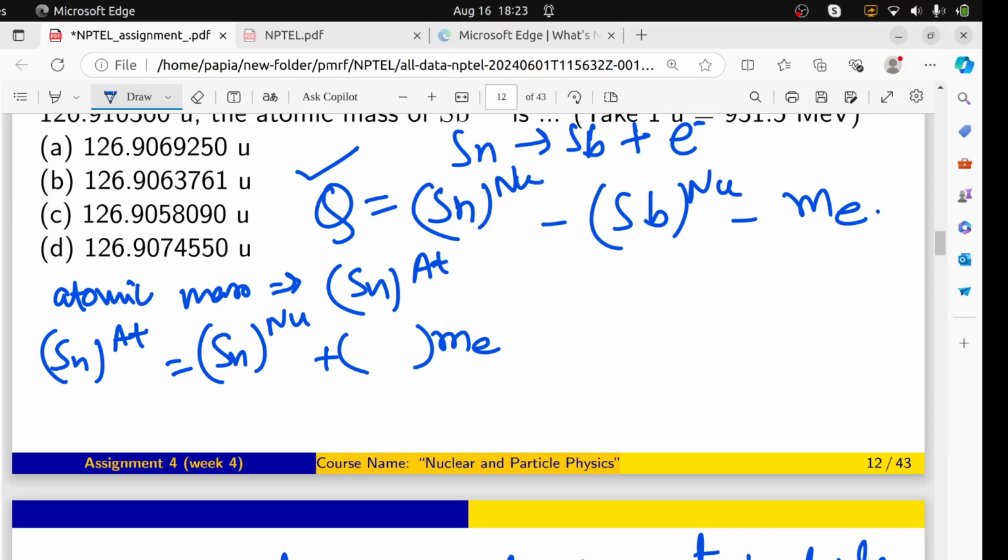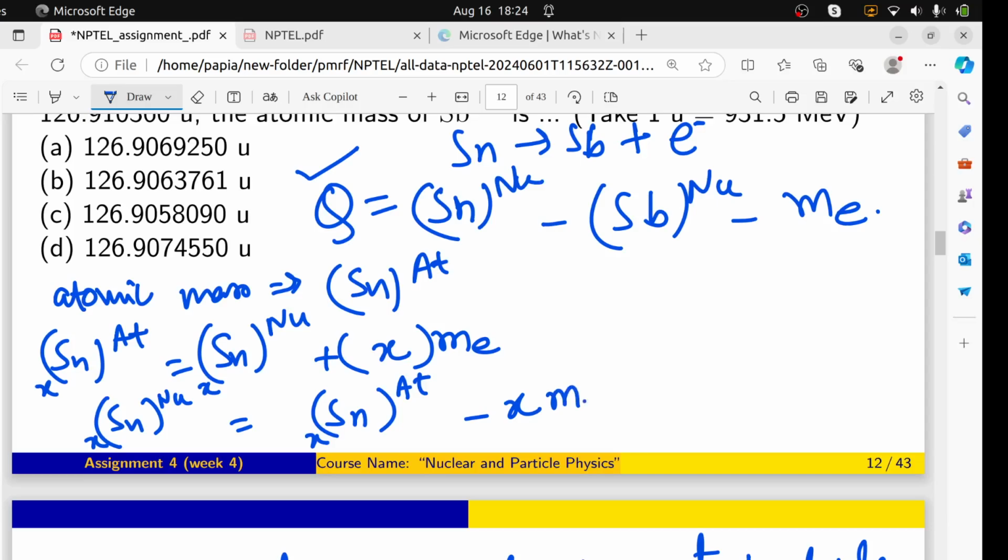In most cases you might not remember the Z value of Sn, because the periodic table has so many elements and you don't need to remember all their Z and A values. So let's write it as X. I don't know the value of X here, but I am writing it as X. So X times Me is added to get the atomic mass. So Sn X nuclear will be Sn X atomic minus X Me.